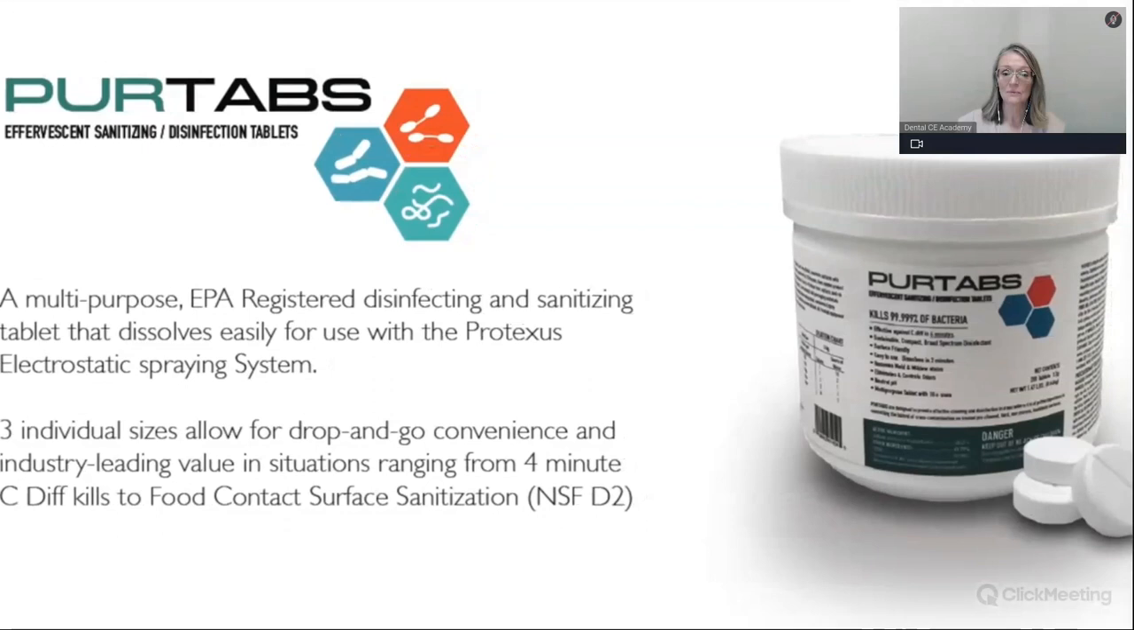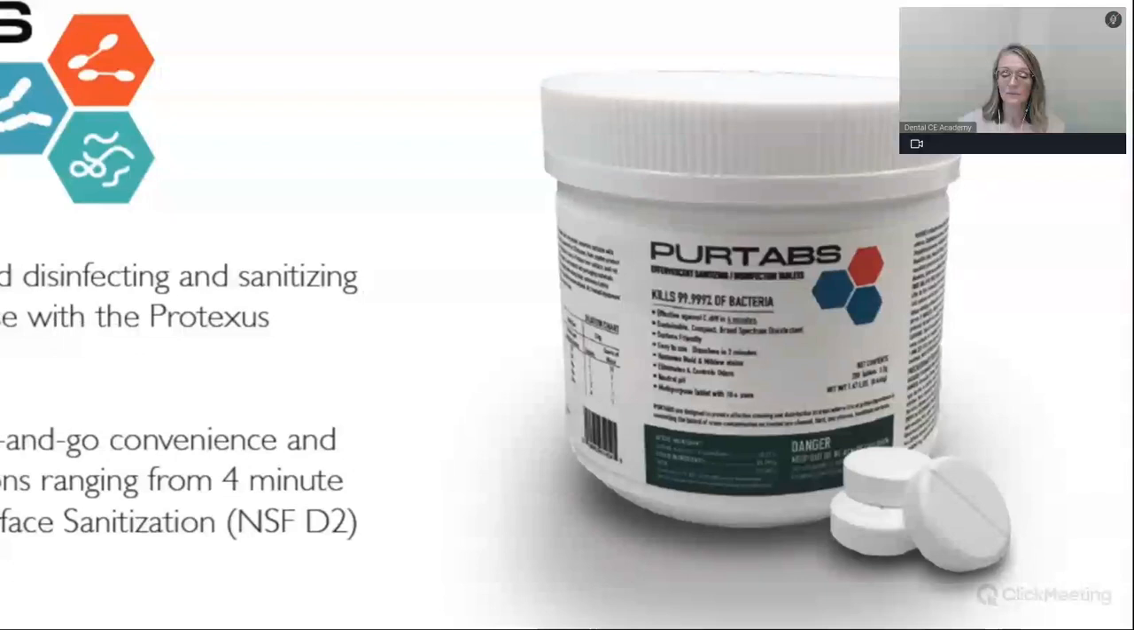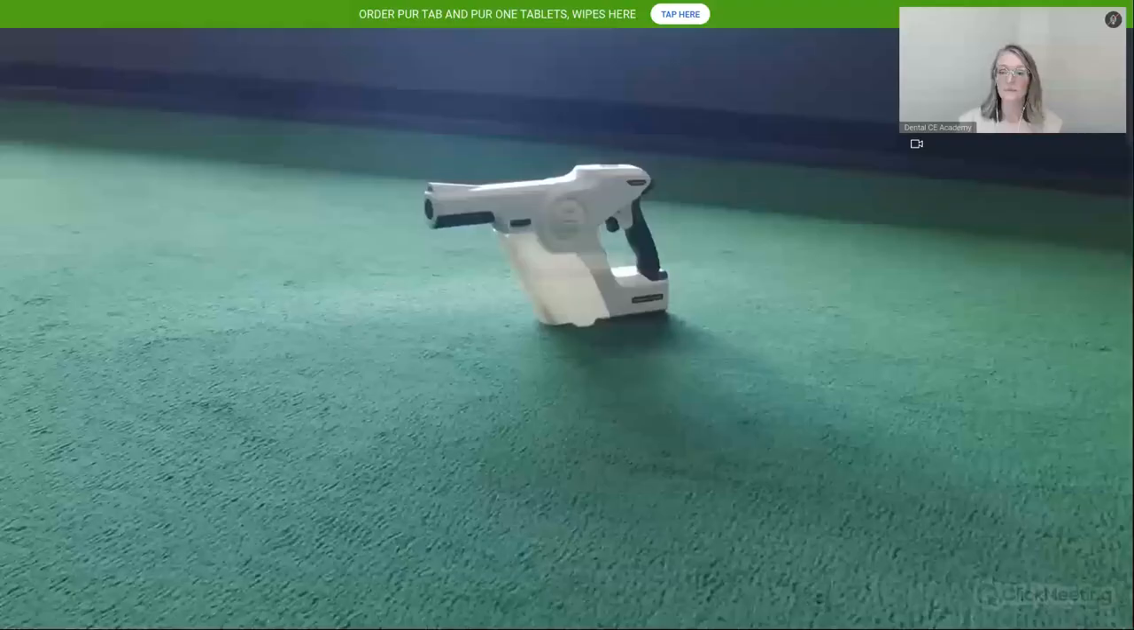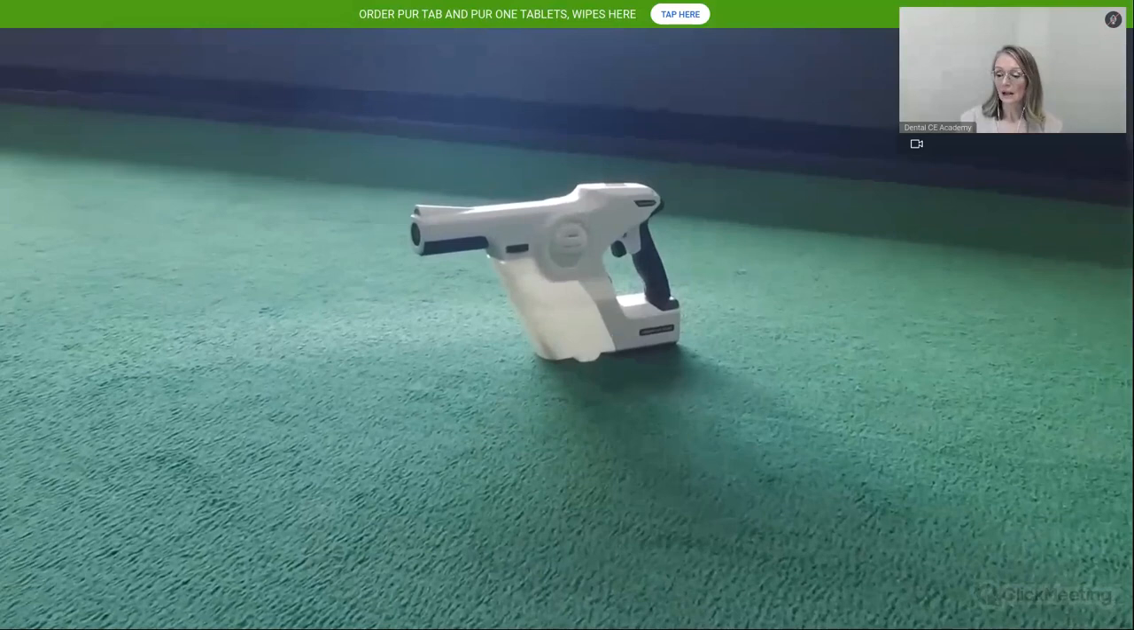Our Pure Tabs disinfecting and sanitizing tablets are the ideal portable solution for use with the Protexis electrostatic spraying systems. Pure Tabs can be used as a replacement for bleach in any disinfecting and sanitizing program.